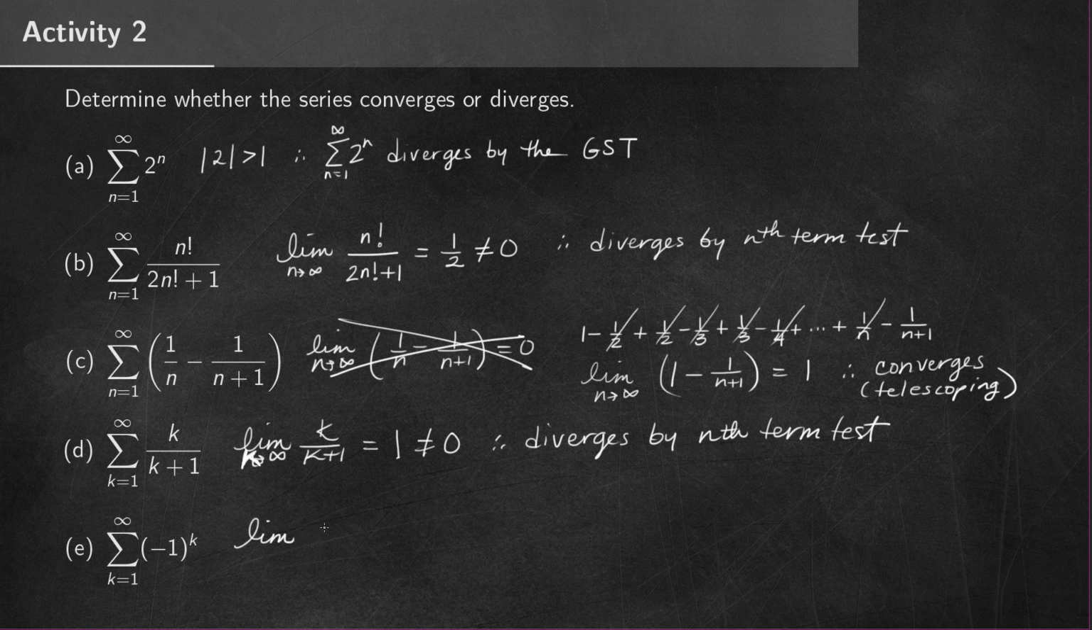The next one, if we try the limit of the nth term, negative 1 to the n, as n approaches infinity, well, this limit does not exist. This series just keeps alternating. It's minus 1 plus 1, minus 1 plus 1, minus 1 plus 1, so it diverges. But note here, we did not get 0. If the limit is not 0, then we know the series diverges. So we can say it diverges by the nth term test.